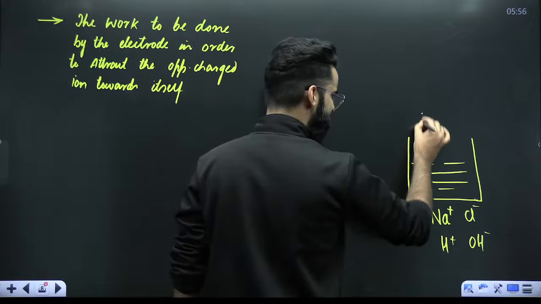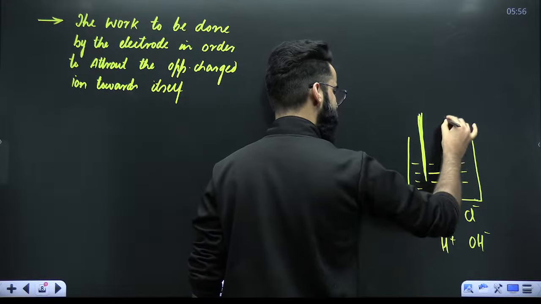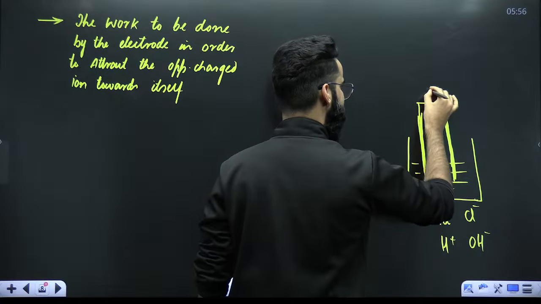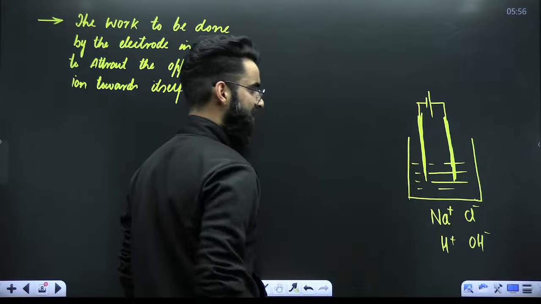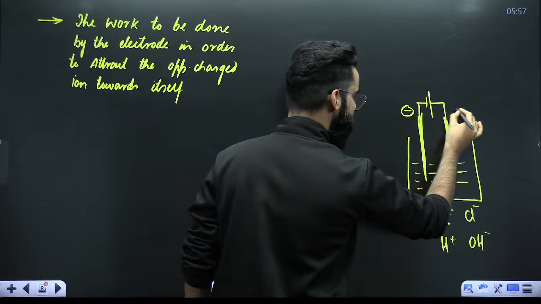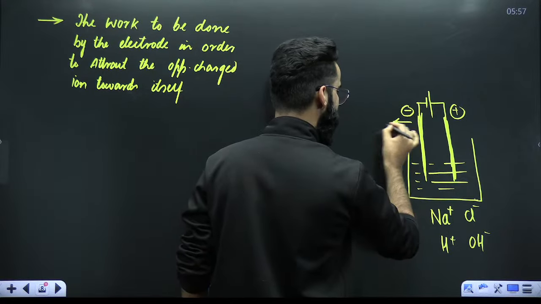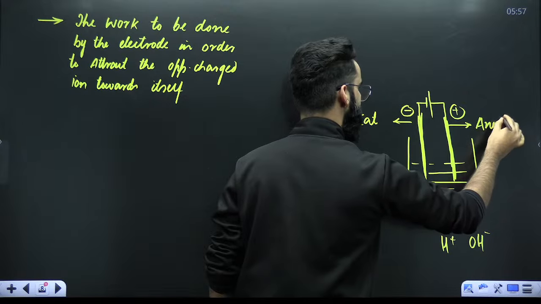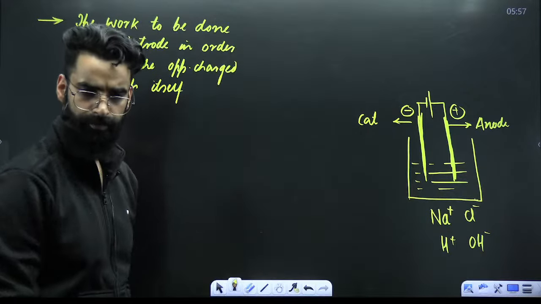Now, my dear students, imagine you have introduced two rods here, correct? Now you're connecting them with the external battery. This rod gets negative, this rod gets positive. The negative one is your cathode, and the positive one is your anode. Okay, perfect.